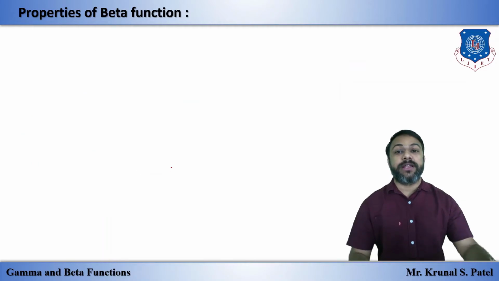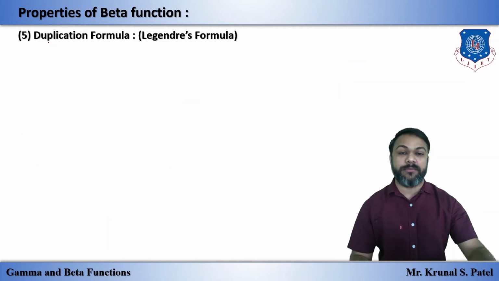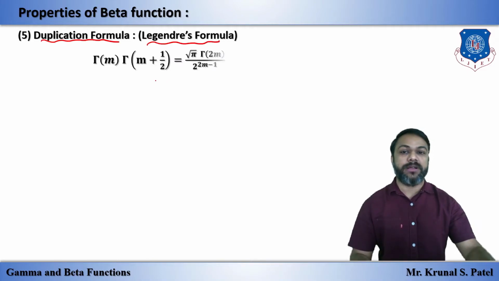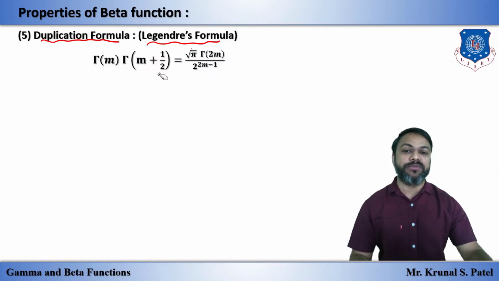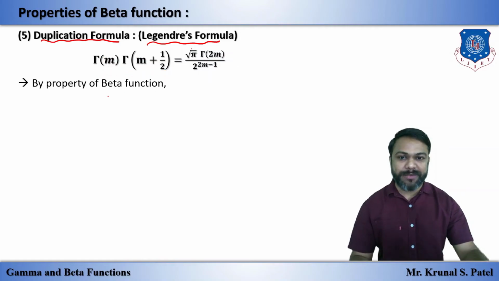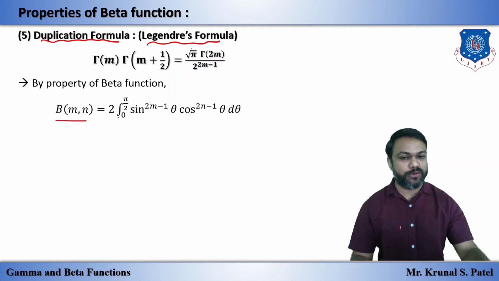Now another most important property is the duplication formula, or we can say Legendre's formula. The formula is gamma m into gamma m plus half is equal to under root pi into gamma 2m upon 2 raised to 2m minus 1. So how can we prove this? Let's start with the property of beta. We have beta(m,n) equal to this. This is the trigonometric form of the beta function.